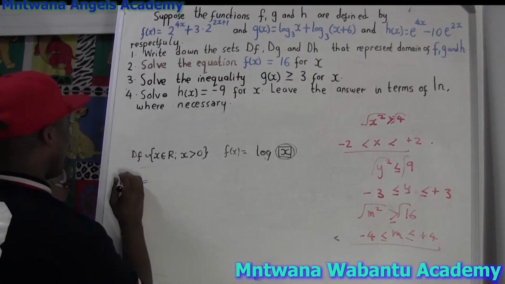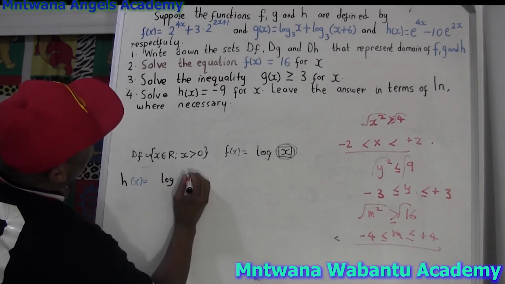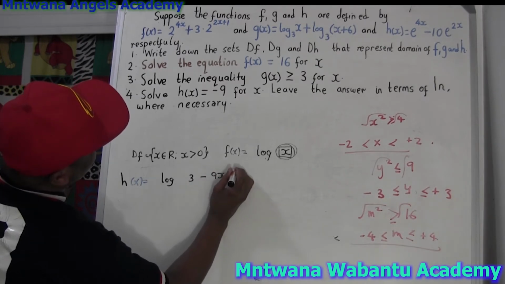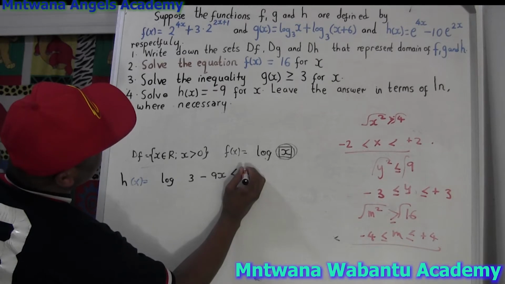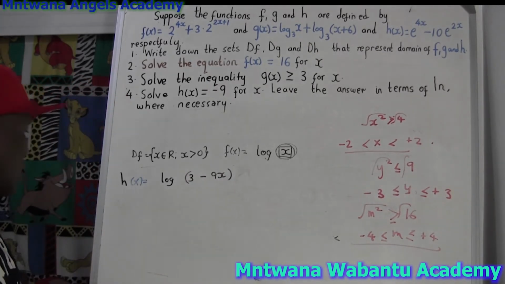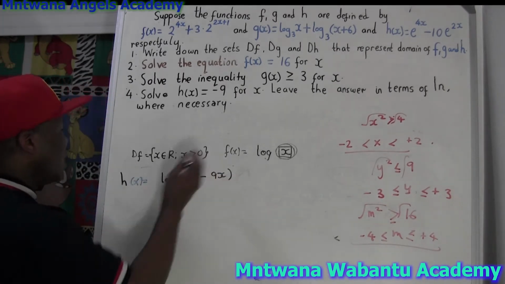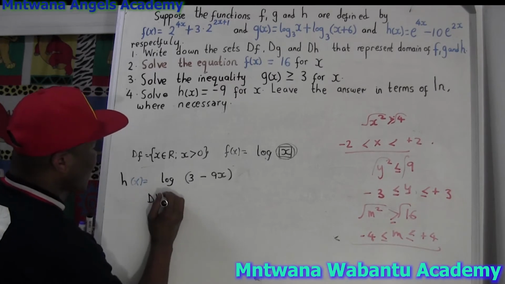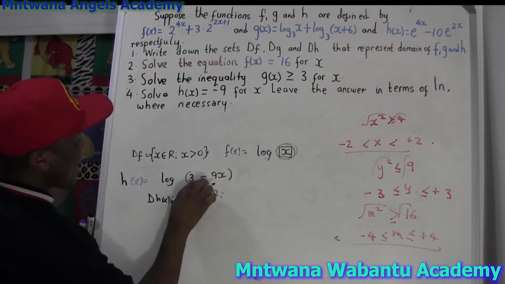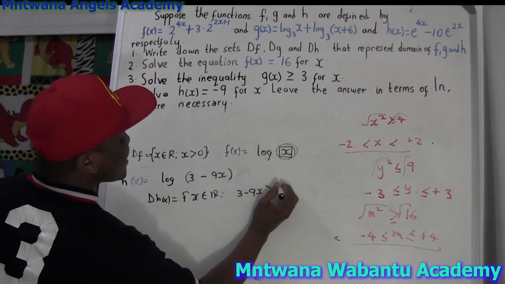Okay, let's say this is h of x. And then they give you log of 3 minus 9x. Find the domain. So we know, oh, so this is a logarithm function. For a logarithm function, anything in front of the log must be greater than 0. So I'm going to say domain of h of x equals x, an element of real numbers, whereby anything in front of the log, which is 3 minus 9x, we know it must be greater than 0.